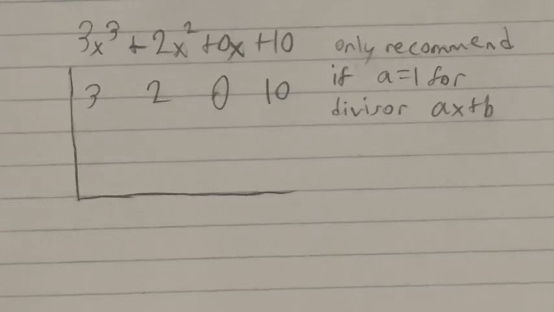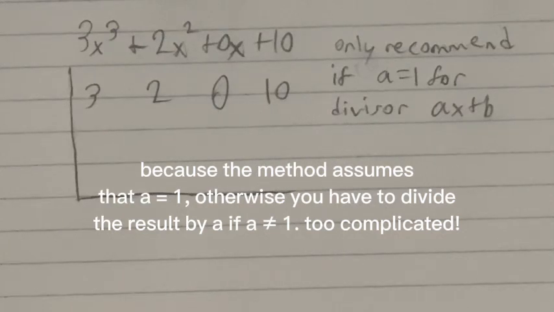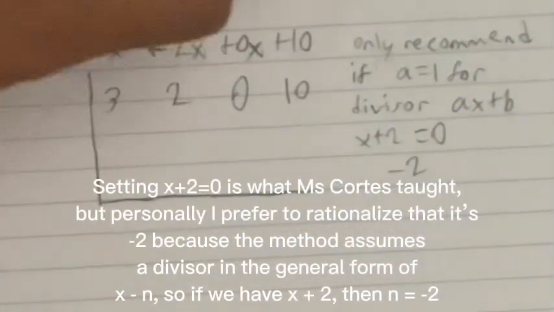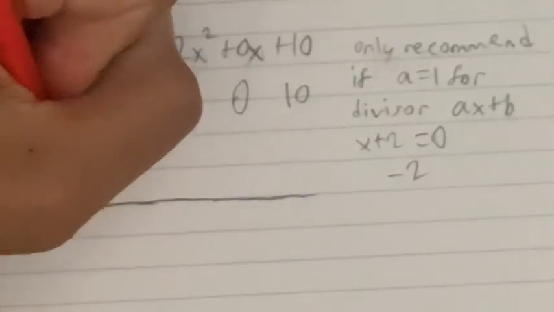So the last method is synthetic division, and I only recommend this if a equals 1 for the binomial divisor of ax plus b. Since the divisor is x plus 2, let's say that equals 0, and then we're going to work with the number negative 2. So we're going to put that up here, negative 2. And then this is the multiply column. And then here, we're just going to add.